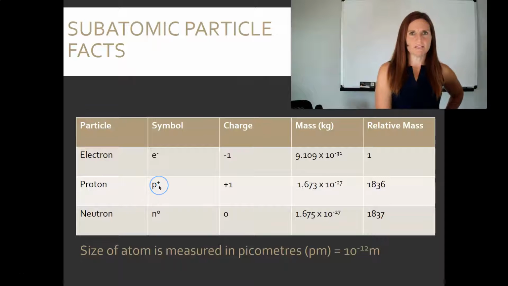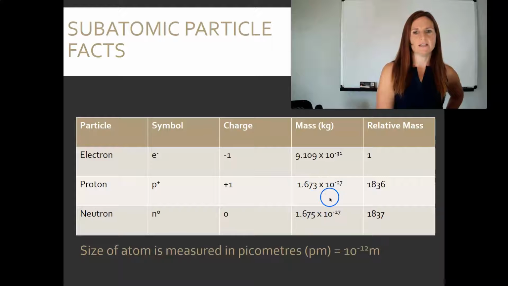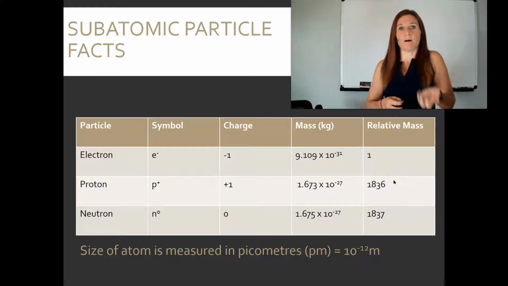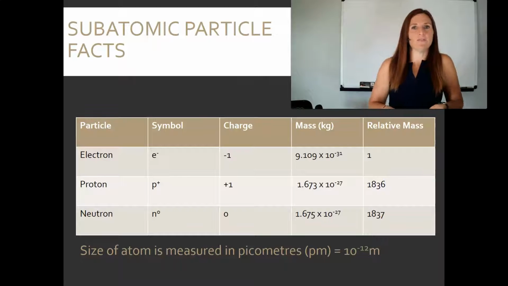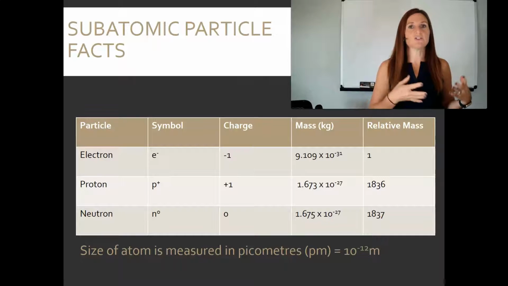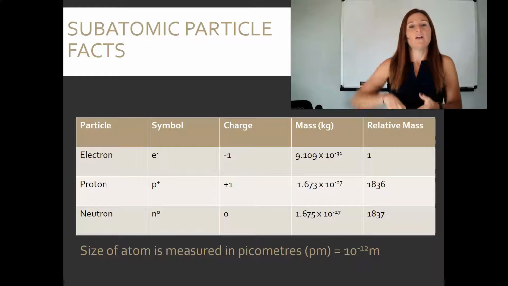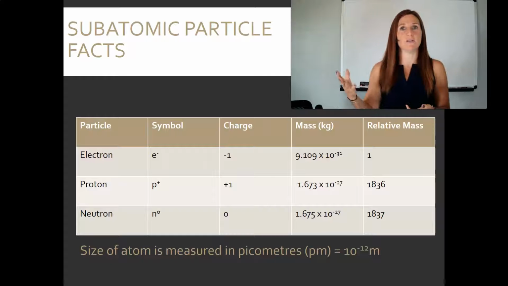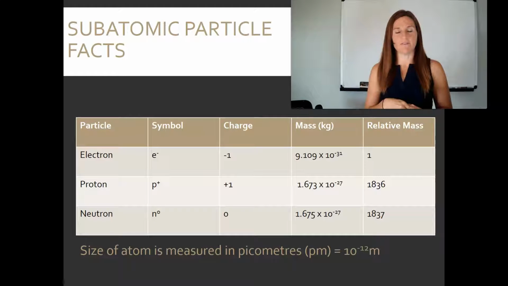Protons, P with a plus sign, they're +1. This is their relative mass, much larger than the mass of the electron. But these numbers are so hard for our brains to imagine that we like these relative masses. So the relative mass of a proton is 1,836. So if the electron is just 1 marble, then the proton is 1,836 marbles. If the electron is 1 pound, then the proton is 1,836 pounds, 1,836 times the mass of the electron.